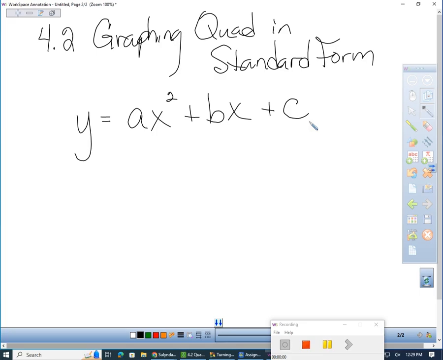In order to find the vertex, I gave you a little equation back in Algebra 1. I told you never, ever to forget it. You guys forgot it, didn't you? Okay. All right. Find the vertex.